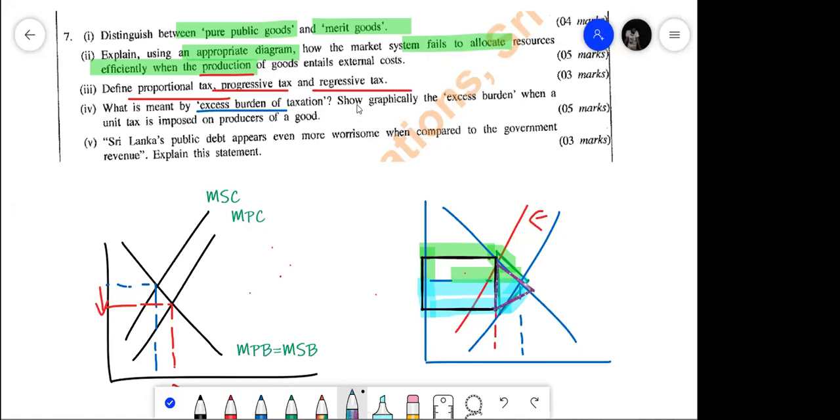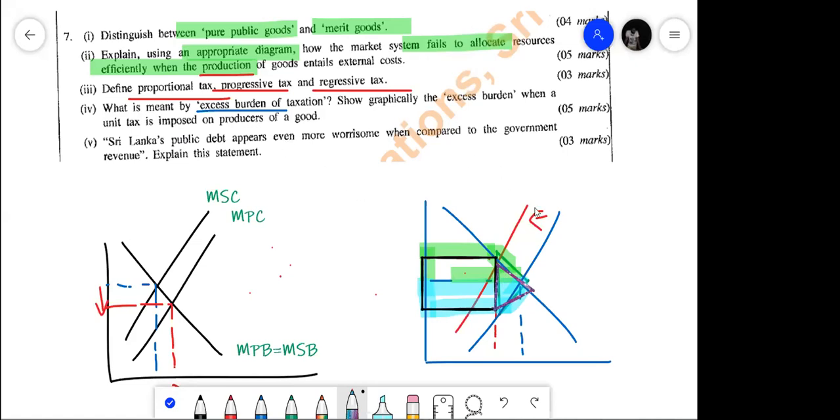Okay, so I'll repeat the thing again in very simple terms. Again, I'll maybe explain what these small parts are. They can catch up, don't worry. When they say excess tax burden and ask to show it graphically, the graphical illustration is what we learned in unit number 3. Simply the supply curve shifting, the dead weight loss.